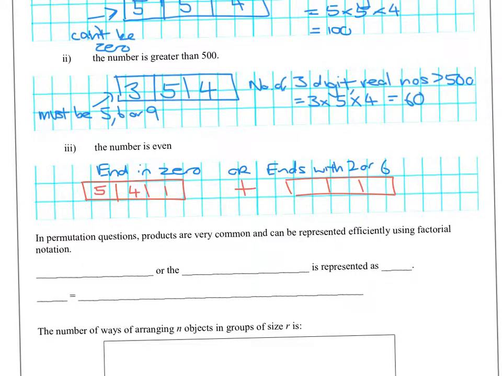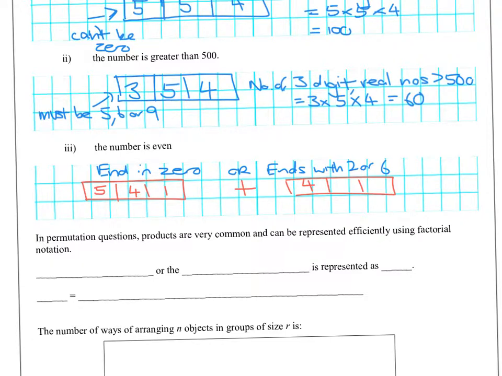Now if it ends with 2 or 6, we can't use 0 for the first number. We also can't use both 2 and 6, right? We could use one of them, but we can't use both of them, so that leaves us with 4 there. Then with our second choice, it can be 0, but one number is already gone.